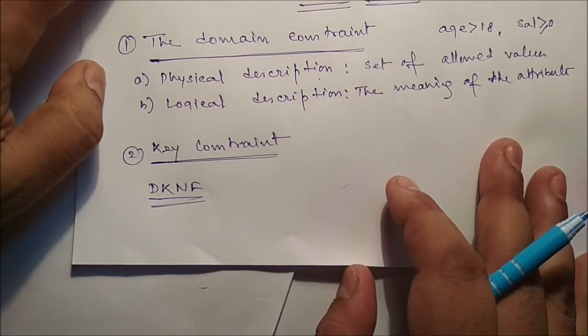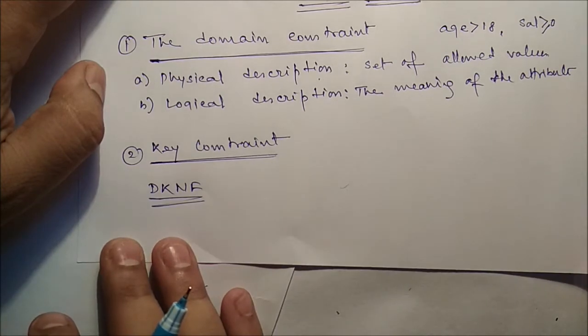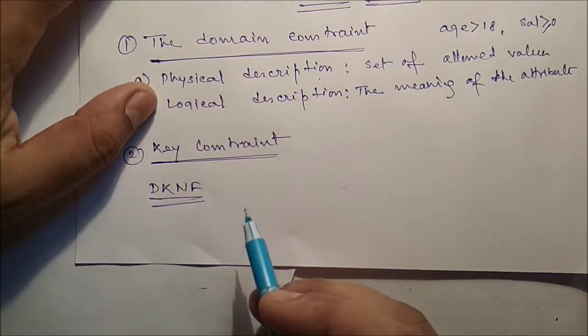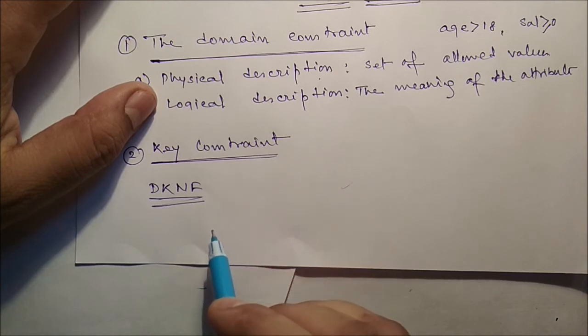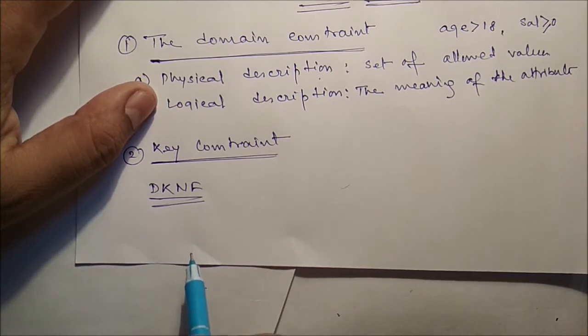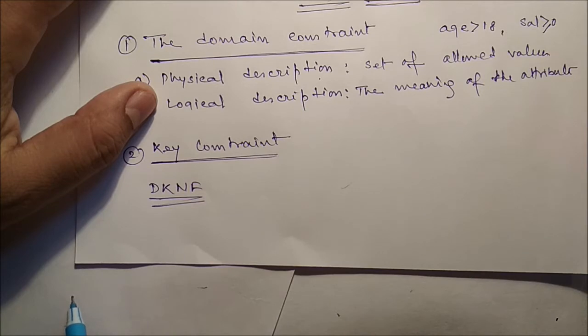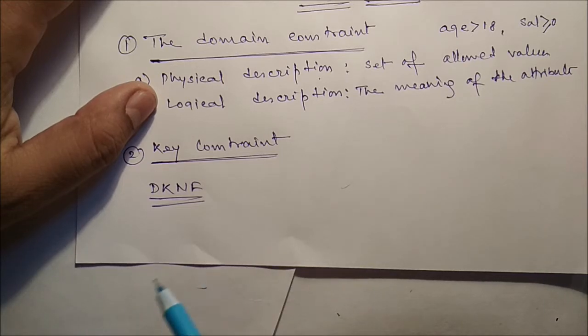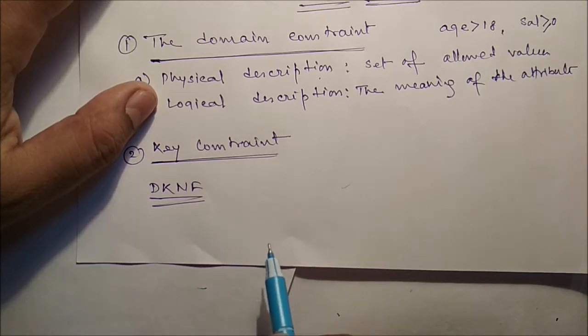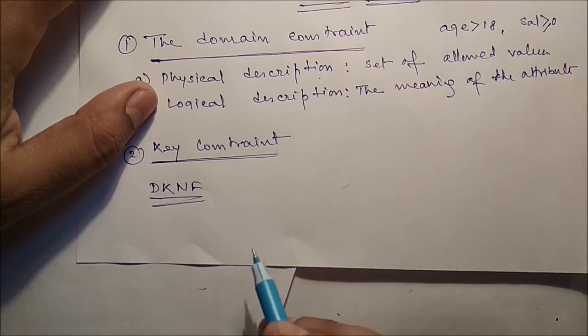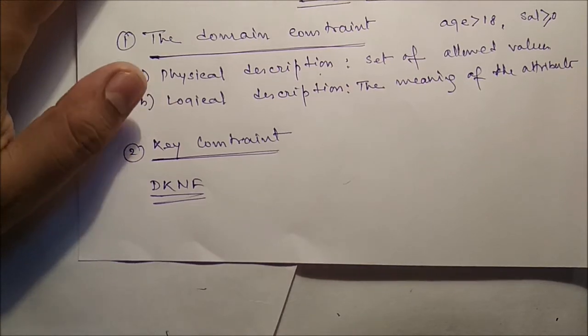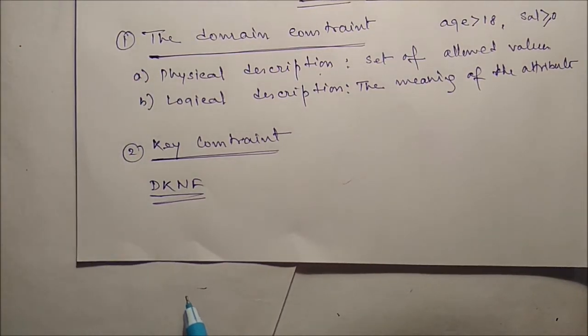Now a table is in DKNF if it enforces the domain and the key restrictions. So in domain key normal form, domain and key restrictions are enforced. If a table is in DKNF, then the DBMS can prevent modification anomalies simply by enforcing domain and key constraints. So why should you implement the DKNF? To prevent or to reduce the modification anomalies. An attribute value has a meaning, and this meaning is a part of the attribute's domain.